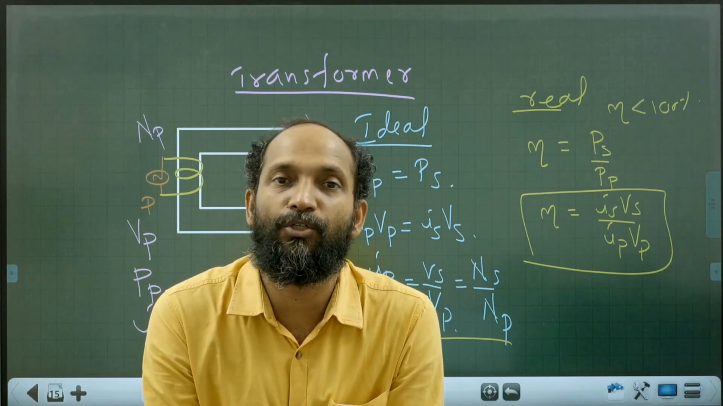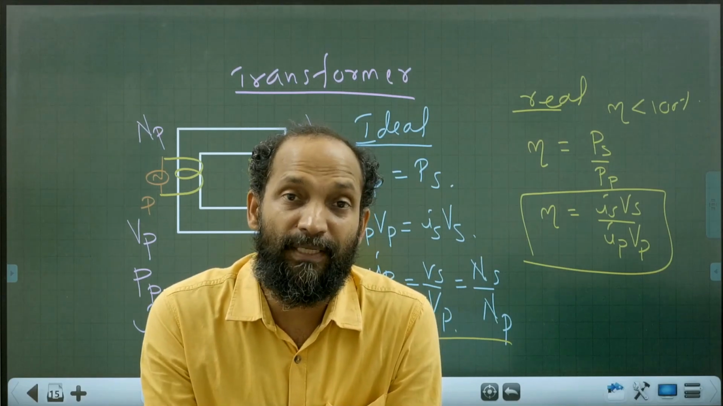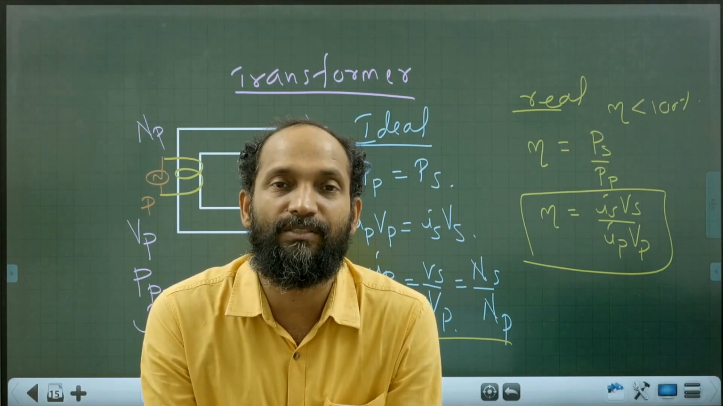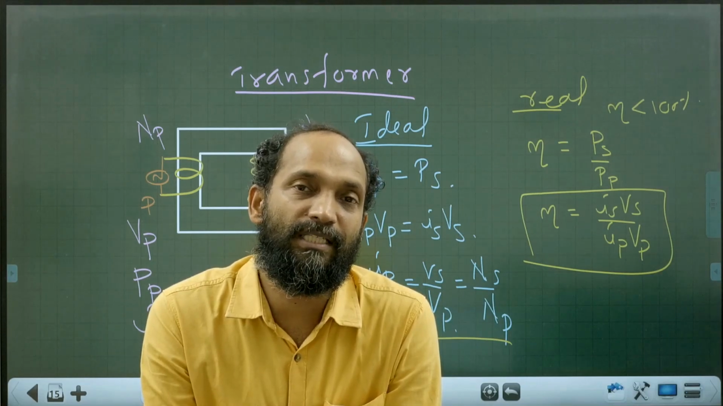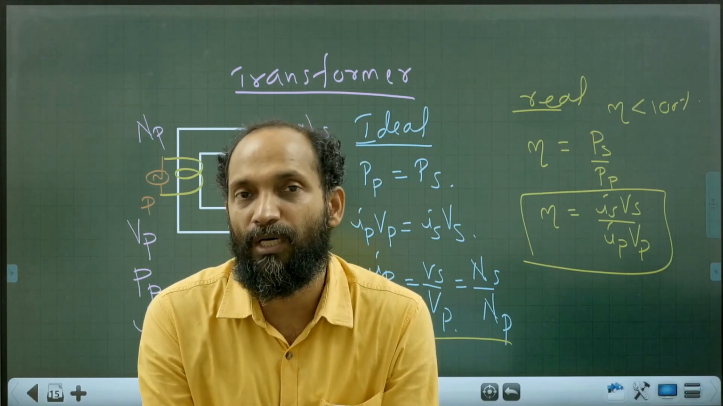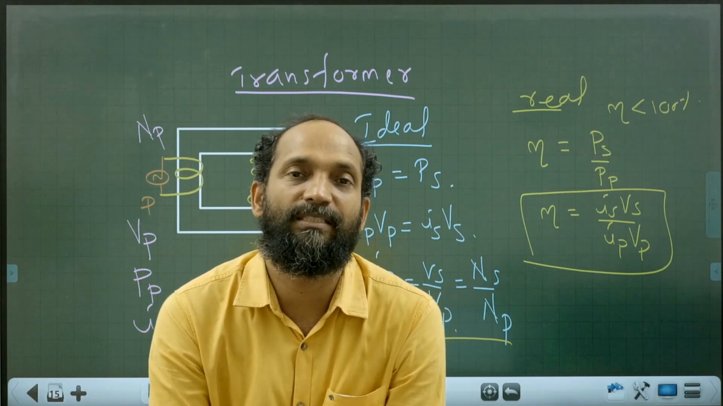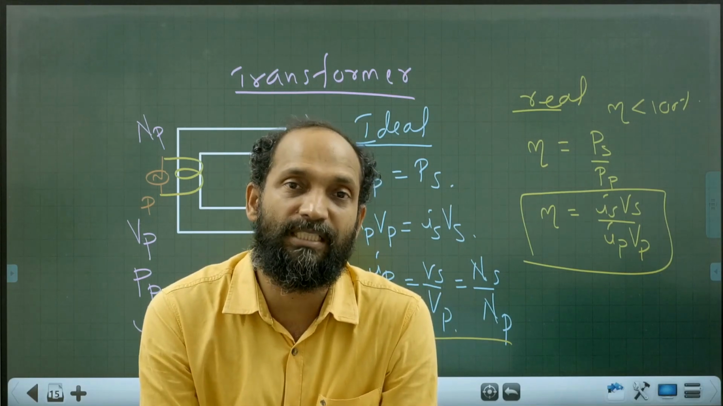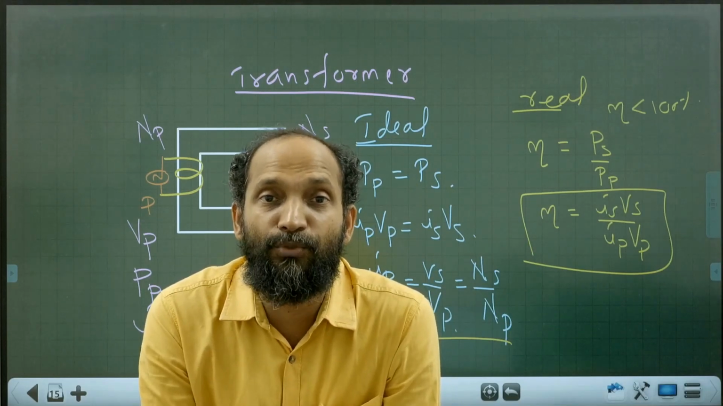The advantage of transformer is it can be used for stepping up and stepping down voltages and currents. It never amplifies. It's not acting as an amplifier. Okay, but there is a phase angle between input and output. Output is 180° out of phase with the input. If the input graph is a sine curve, output will be an inverted sine curve. Okay, if it is a stepped up one, voltage amplitude is much larger.